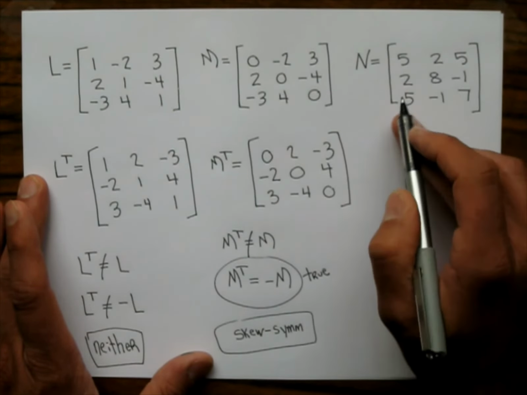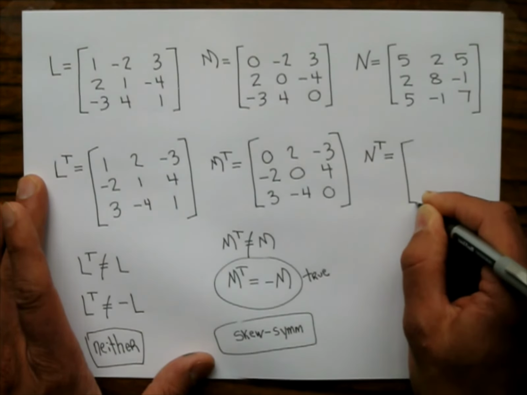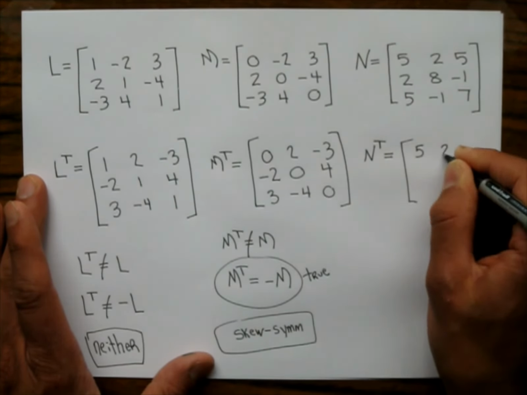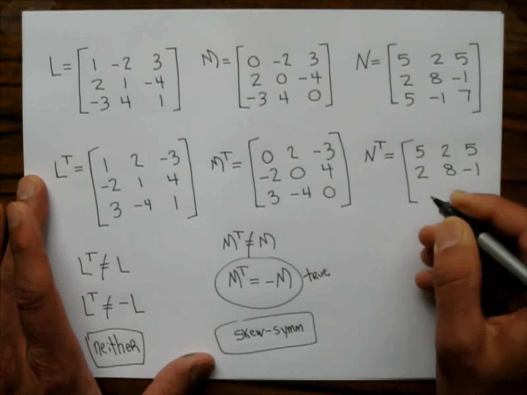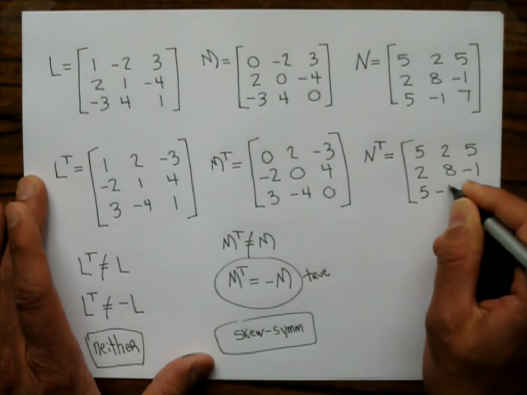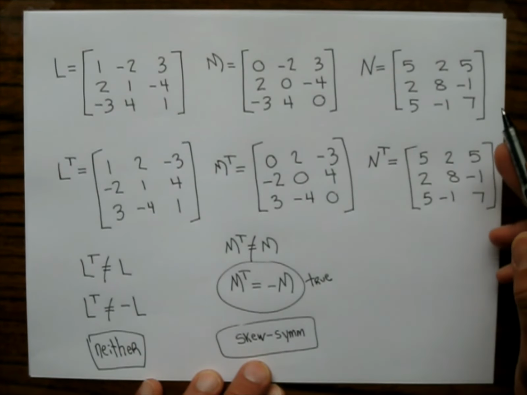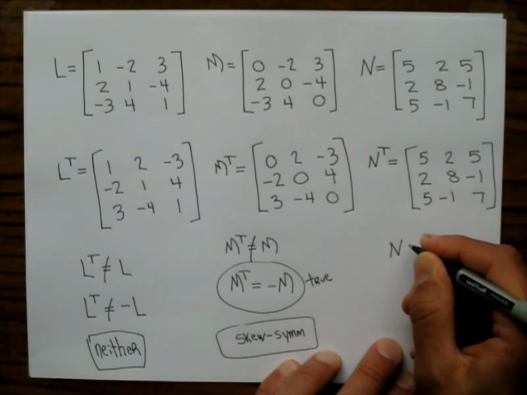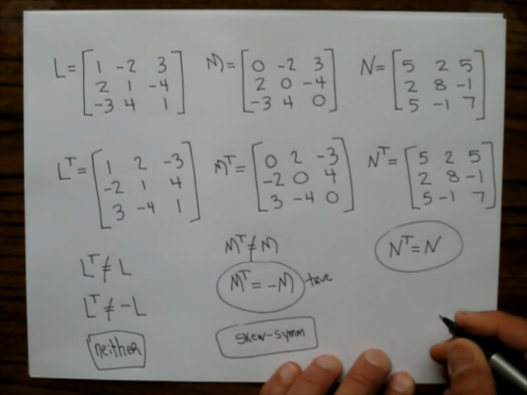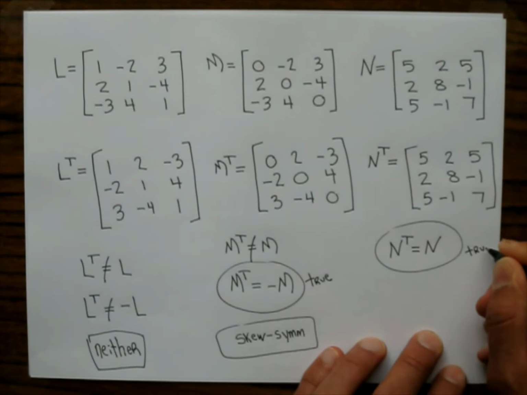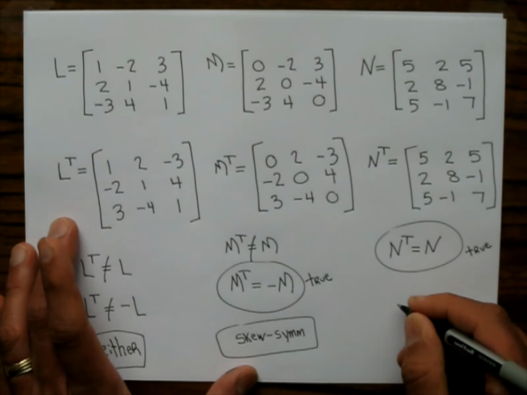Now, for this last one, we have N transpose. And as I'm writing this down, let's see, first column is 5, 2, 5. Second column is 2, 8, -1. Third column is 5, -1, 7. And that looks exactly like the matrix we have above. So N transpose equals N, which is true. N transpose does not equal -N, so this one is symmetric.